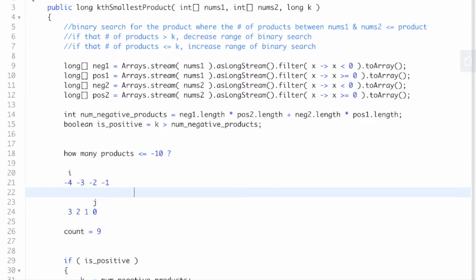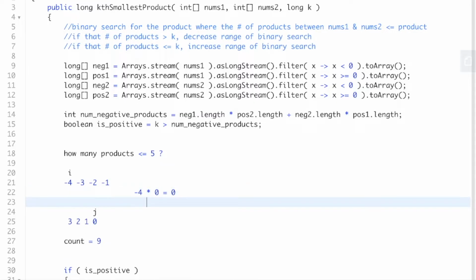So let's say, I don't know what's a good one that we could do. Let's go with 5. So let's say that the product that we want to try is 5. So how many products are less than or equal to 5? Well, let's try our algorithm again. And now that I reverse the positive numbers, well, -4 times 0 is 0. Okay, and guess what? 0. All right, let's just do this over here. So this is going to be less than or equal to 5.